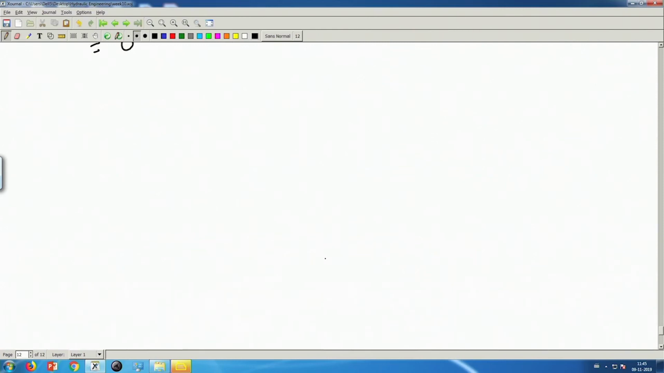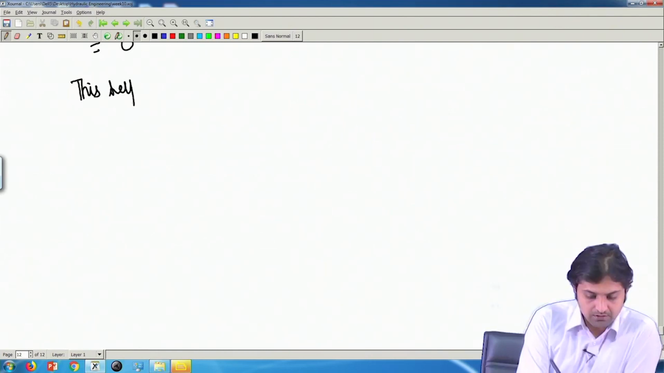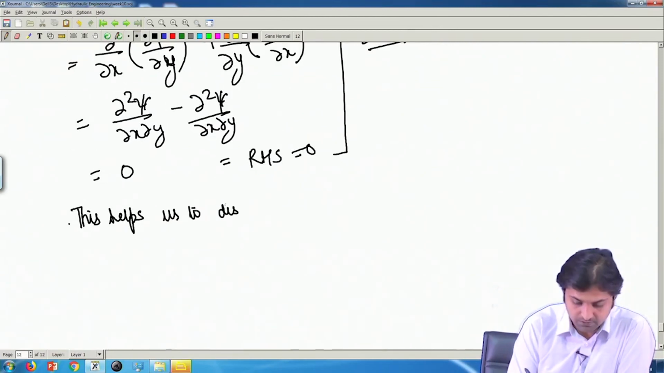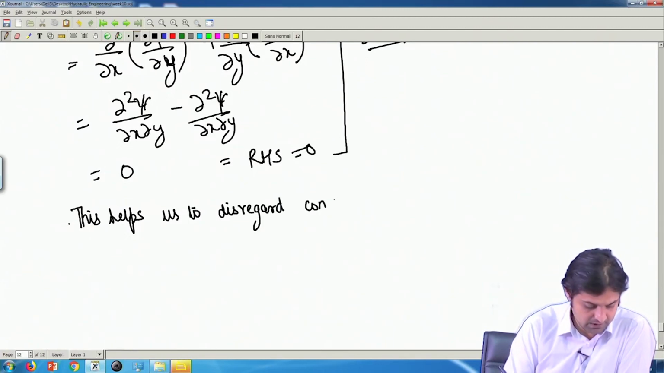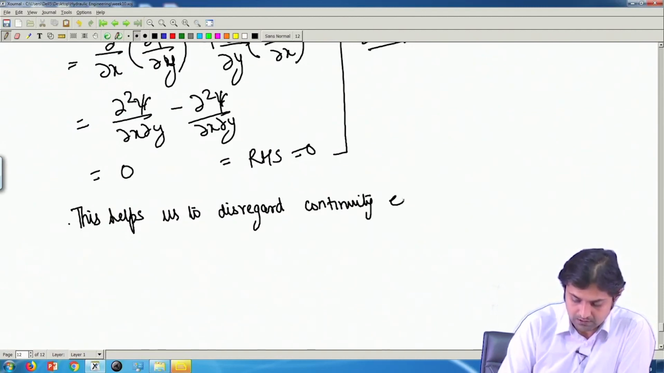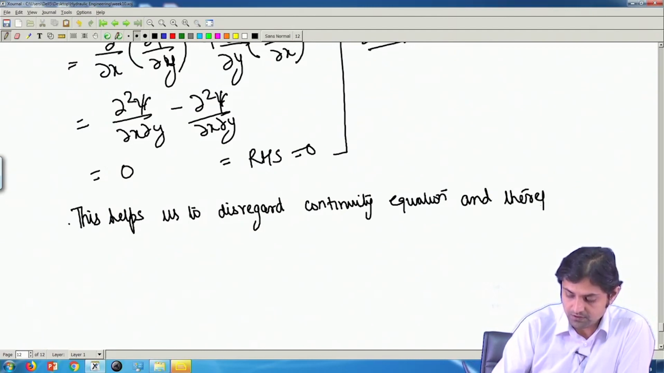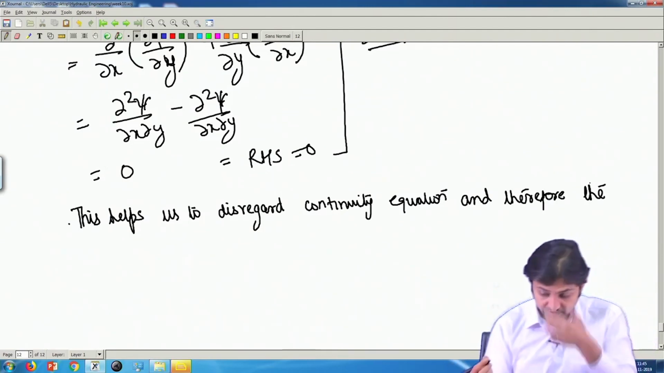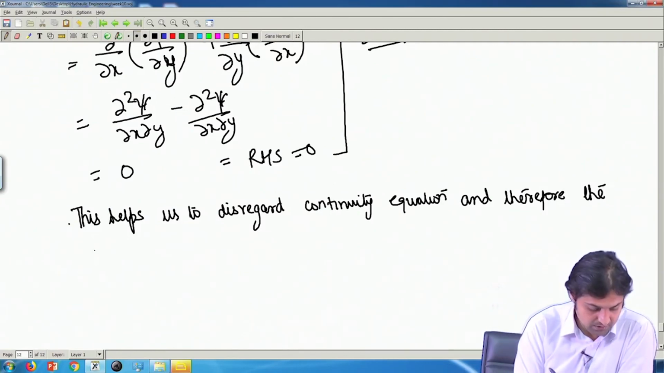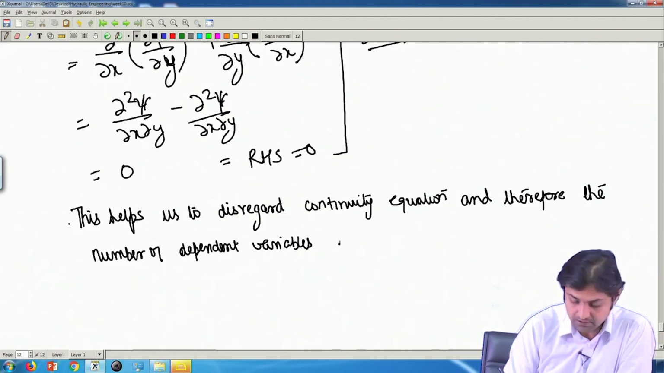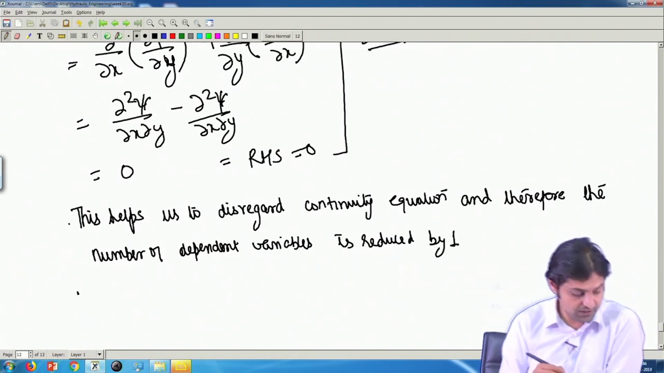So what is the importance of a stream function? This helps us to disregard the continuity equation, and therefore this means the stream function, and therefore the number of dependent variables is reduced by 1. Secondly, there is a disadvantage to it as well.